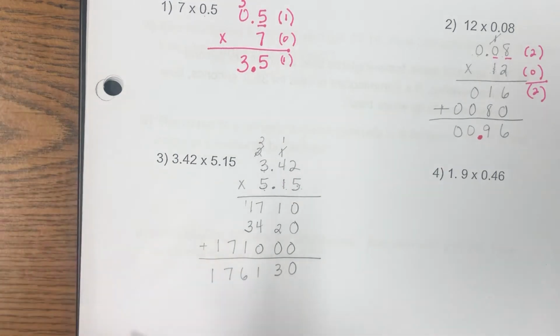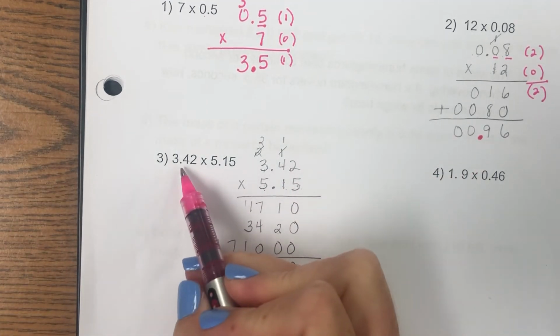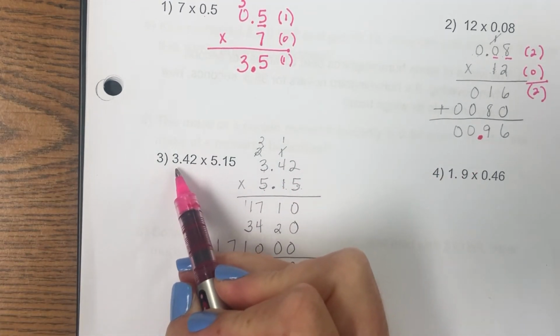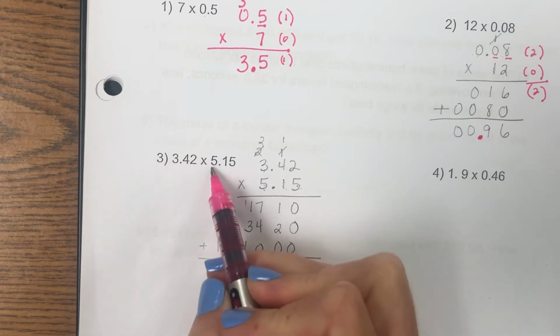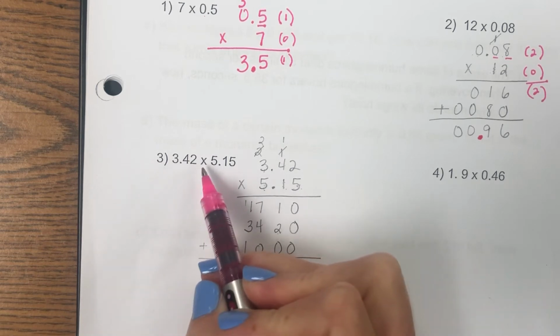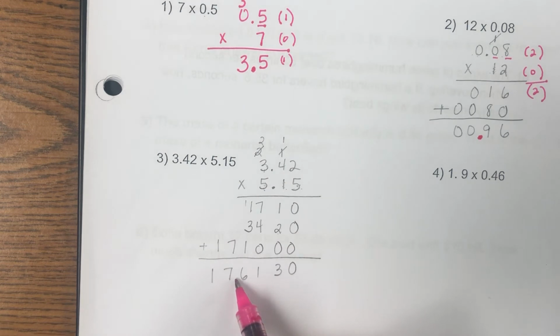And now I have to think about where I put my decimal. If I was going to estimate this answer, I would round these decimals to the nearest whole number. So that's about 3, and that's about 5. So 3 times 5 is 15. So we can guess our decimal point's going to go right here after the 17.